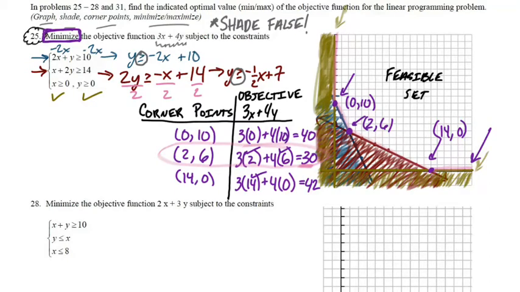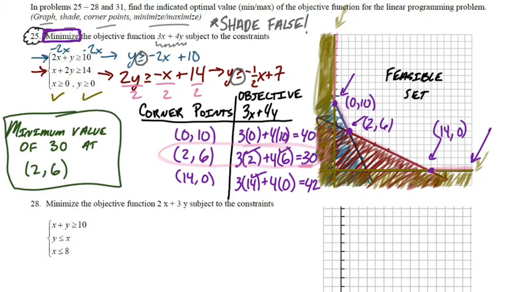So let's go ahead and give that as our final answer. We got a minimum value of 30 that occurred at the point 2, 6. There we go. There's our final answer. All right, so that's the gist. Let's take a look at one more problem here.